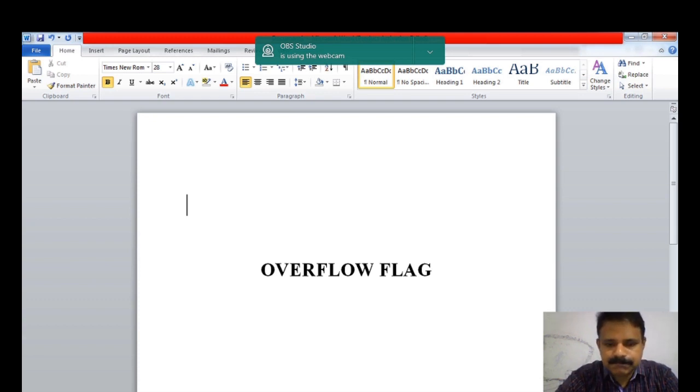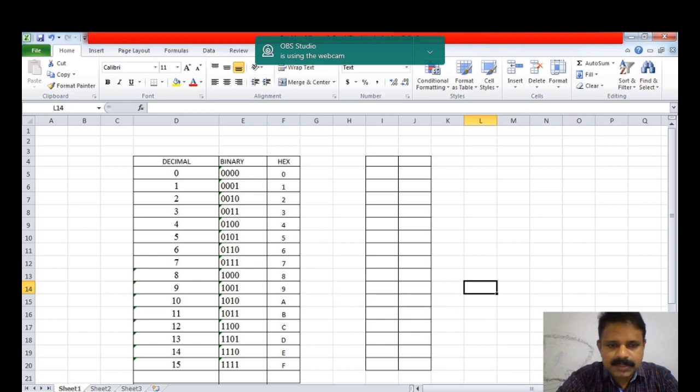Overflow flag. Before discussing the overflow flag, let us revisit two's complement number representation and what is the overflow. We are considering 4-bit numbers. With 4 bits, I can create 16 distinct patterns.